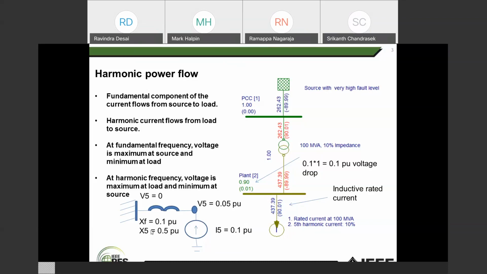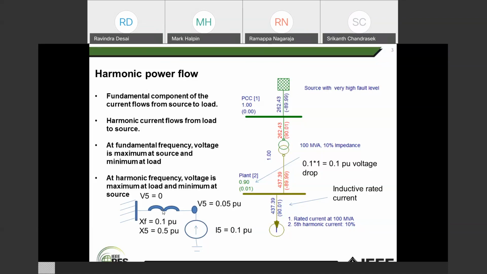What happens? You have to understand that this is an equivalent current source with the source voltage. This is the ideal source, with a very high fault level. Therefore, only this transformer impedance comes into the picture. I am injecting a 0.1 per unit fifth harmonic current, and it is an ideal source. Therefore, there is no fifth harmonic voltage here.